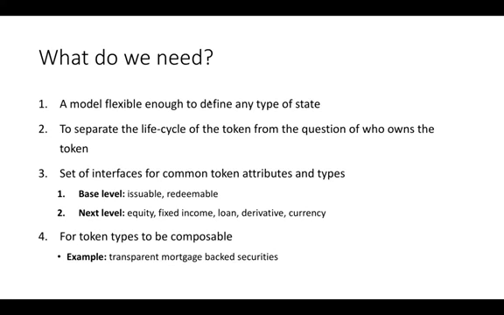We want to define a set of interfaces for common token types. So you might have something that is issuable that makes you define an issuer party. You might have something that is redeemable that defines some behaviors around what should happen when a token is redeemed. There are other ones. You might want to represent something that's an asset-backed token versus a ledger-native token. There are various other ones that we might want to implement. And all of these interfaces can be composed together to create certain types of tokens.